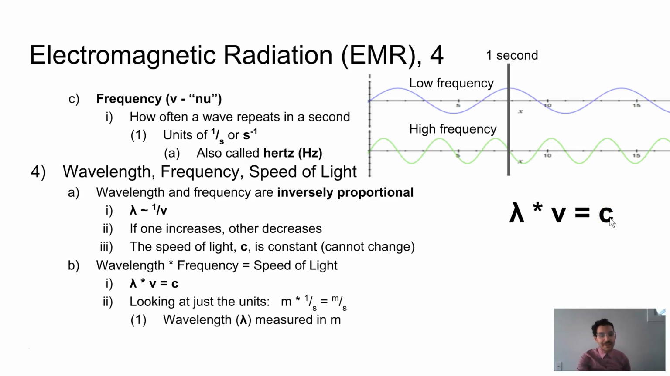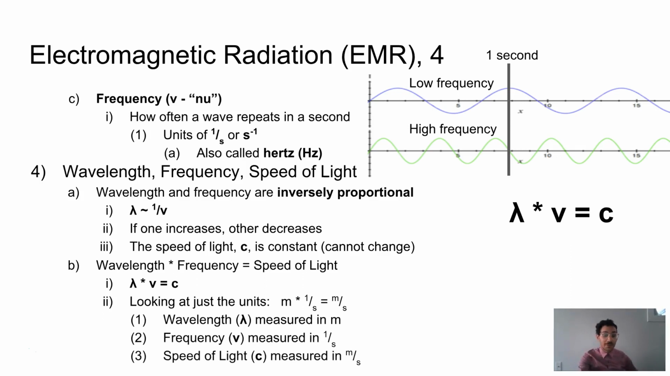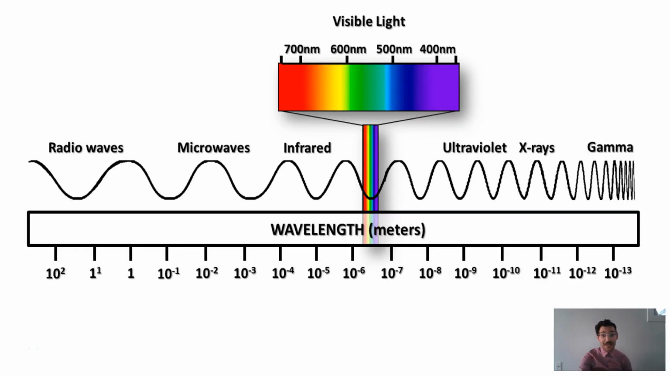Neat. I just like to look at units. I find them helpful. And so, yeah, we can remember that wavelength is measured in meters, frequency in 1 over seconds, and speed of light is measured in meters per second.